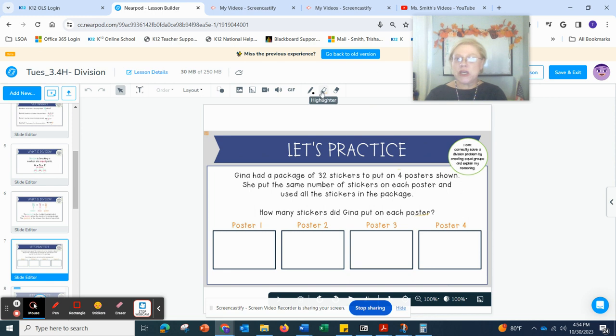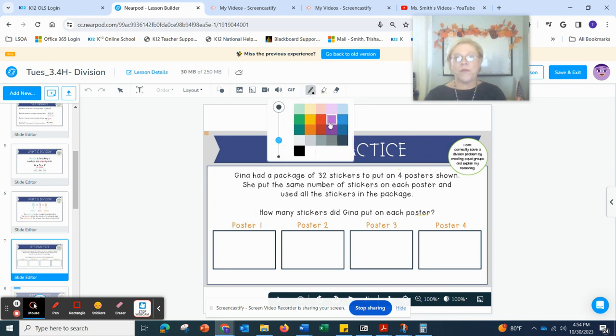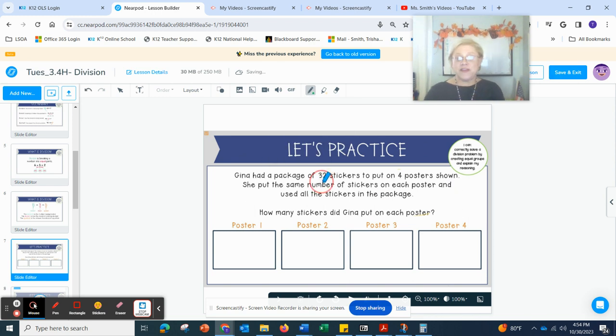What do we know about this problem? I'm waiting on you to answer, and it's like they're not here. They can't answer, Miss Smith. We know that Gina has 32 stickers. She has 4 posters. So that 32 is being broken up into 4 equal groups. She put the same number of stickers on each poster. Oh, that's a key word. I agree. And she used all of the stickers.